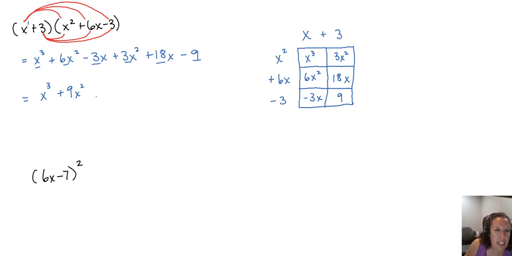Negative 3x and 18x is going to give us 15x. And then we have a minus 9.